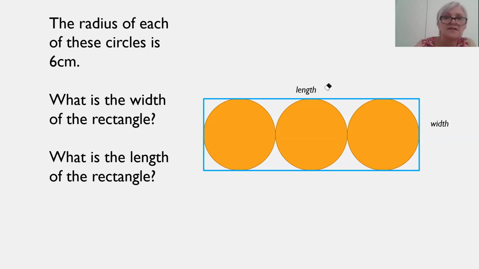Have a think, stop the video and have a look at what you think the length, the long one, is. You know that the radius of each of those circles is 6 centimeters. What do you think the length of the rectangle is?